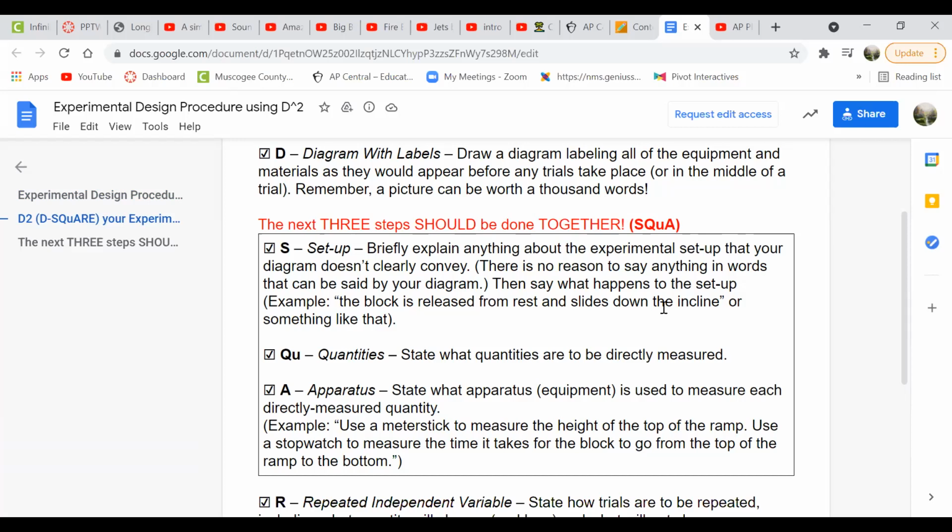The quantities that are being directly measured will be what you're using your setup to do. Okay, so you're using a motion detector. Just stating motion detector is not good enough because that could be position versus time, velocity versus time, or acceleration versus time. So you're going to talk about how you're going to use it and what quantities you'll be getting from that. Yes.